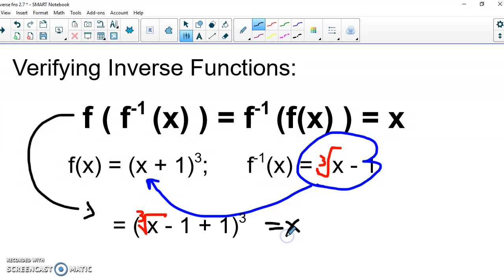Okay? And the same thing will happen if I take this thing and plug it into cube root of x, subtract 1. I will still just get x. So this function here is one-to-one because I can do a composite of the inverse and the original function and get x.